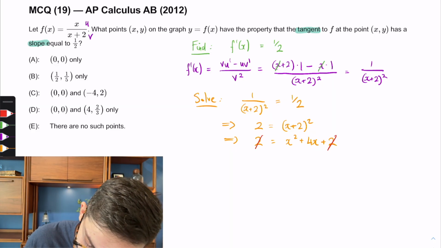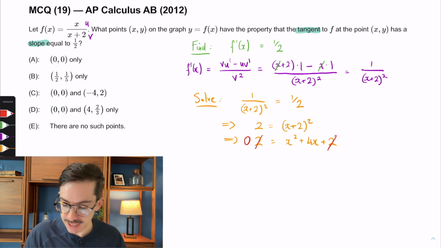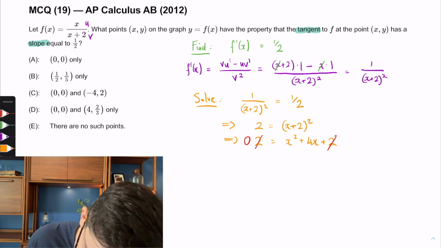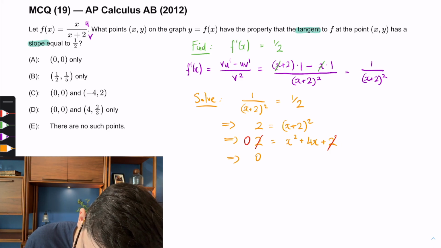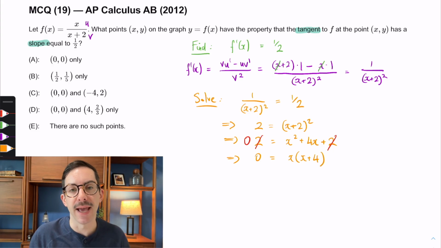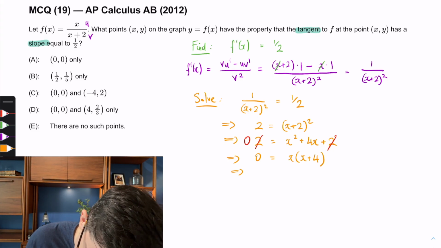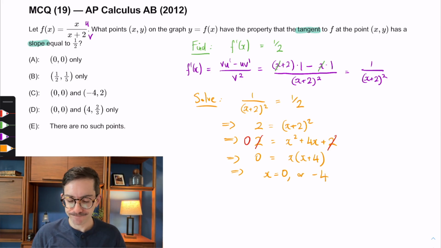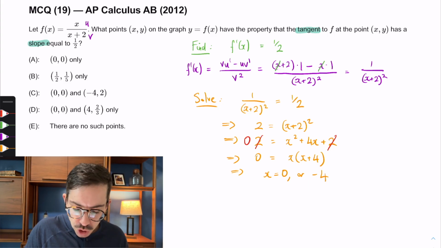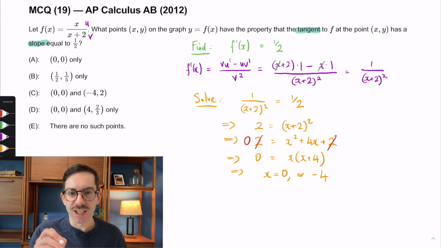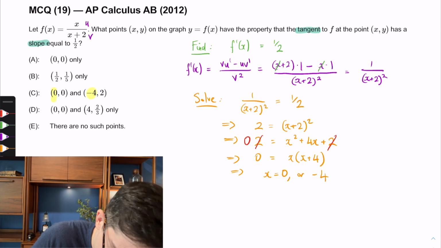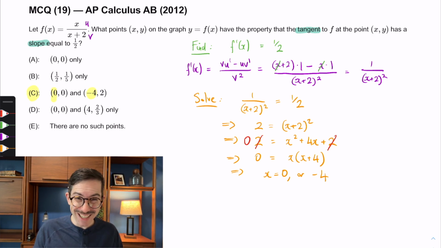Again, I can subtract 2 from both sides to get 0 on the left-hand side. And now I can factor that right-hand side as x times x plus 4. And using the zero product property, that tells me x is either going to be 0 or negative 4. So if I look at my answer choices, you can see only one of them has x coordinates at 0 and at negative 4. And that is answer choice C.